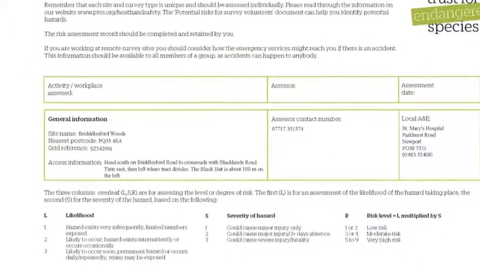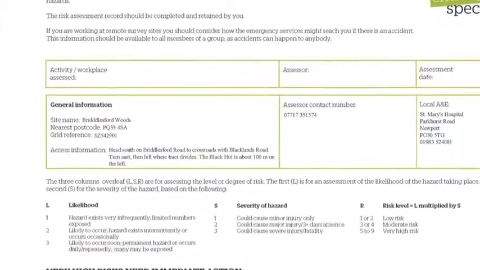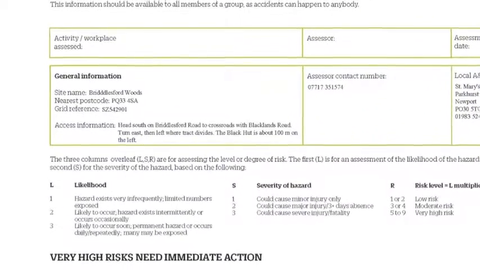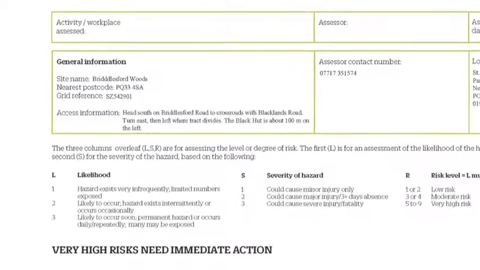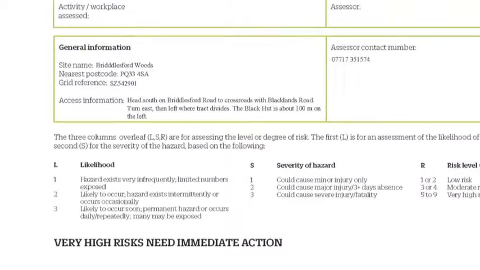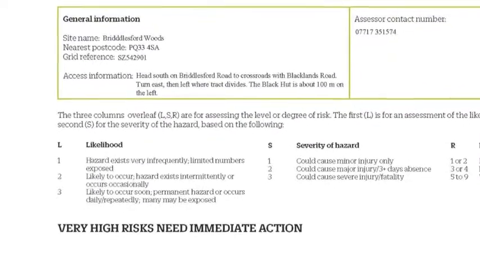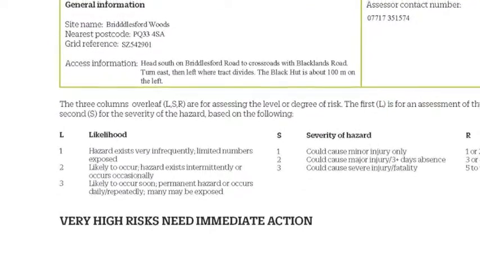Continuing with our earlier example of slips and trips, such occurrences are likely but not inevitable, so they would score a 2 for likelihood of occurrence. If they do happen, they are likely to have little effect, or at worst cause only a minor injury, and so they would score 1 for the severity of hazard.